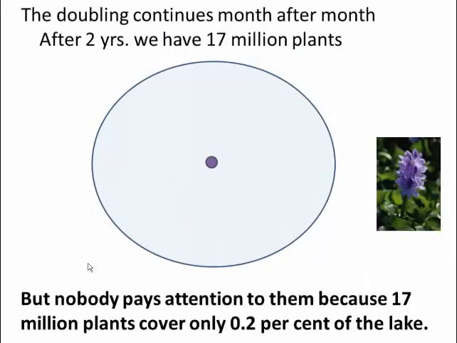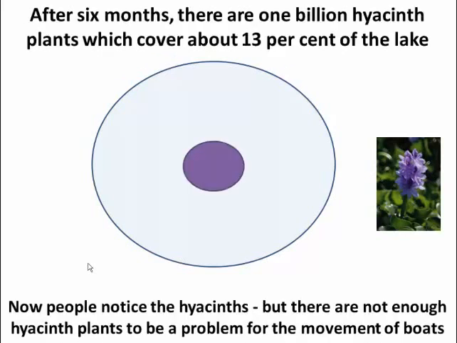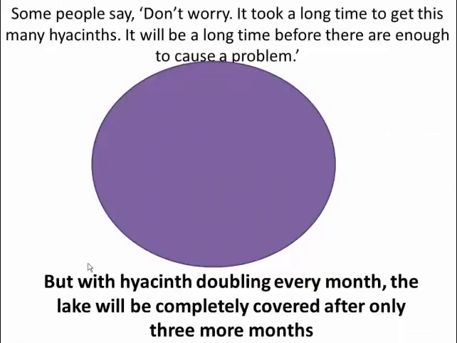So the doubling continues month after month, and after 2 years, we have 17 million plants. Nobody pays attention. Again, it's only 0.2% of the lake. After 6 more months, there are 1 billion water hyacinth plants, which cover about 13% of the lake. So think about it. It took you 2 years to get to 0.2% coverage. It takes only another 6 months to get to 13%. Now people are noticing the plants. You actually can see them on the water, but there's not enough to be a problem for the movement of boats. And so no one does anything.